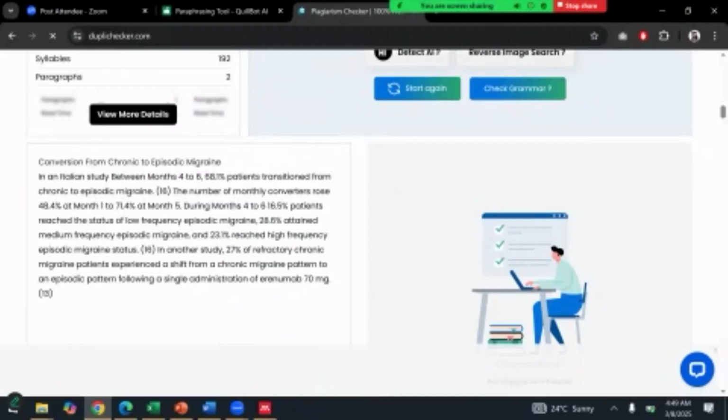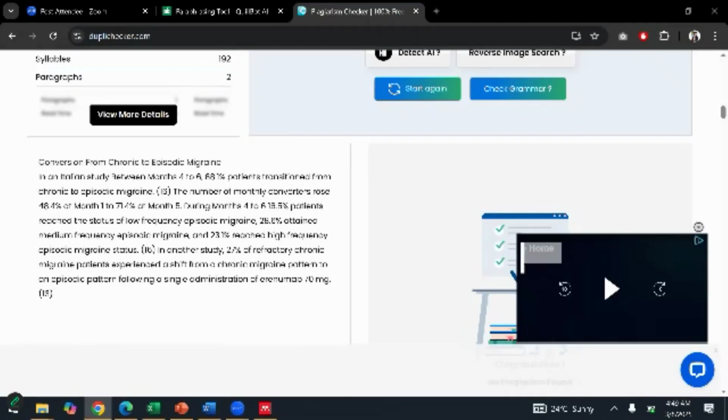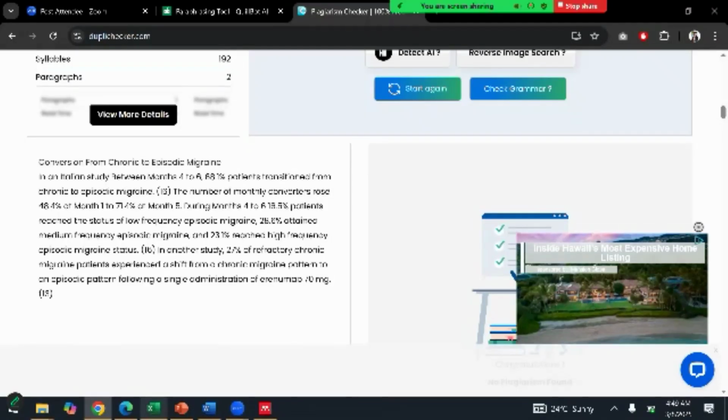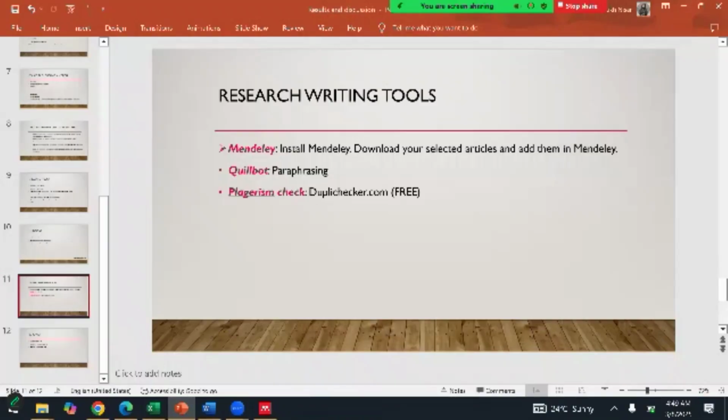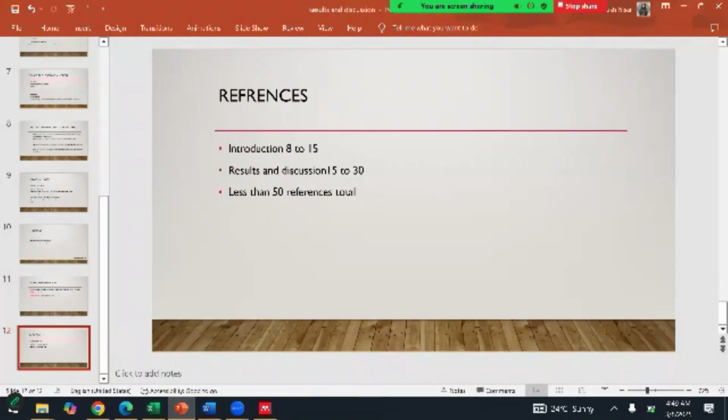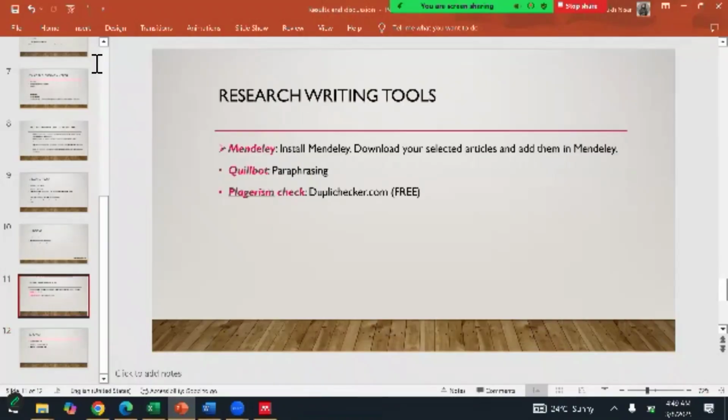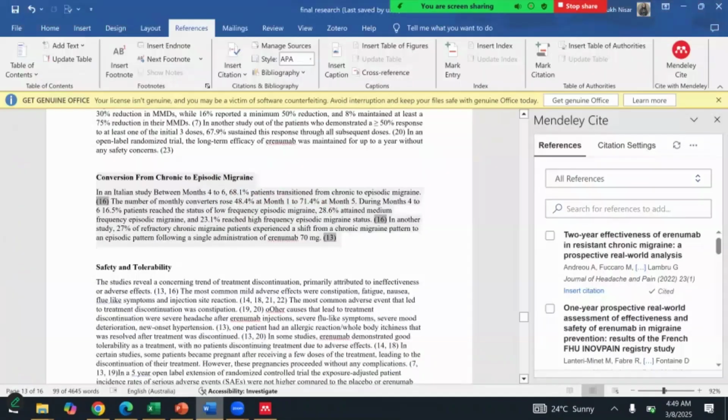Because some websites are more reliable than others, so I will share all the plagiarism tools that you can use, and it's better if you at least check the plagiarism from two different sites. So this is how you would write the discussion section.